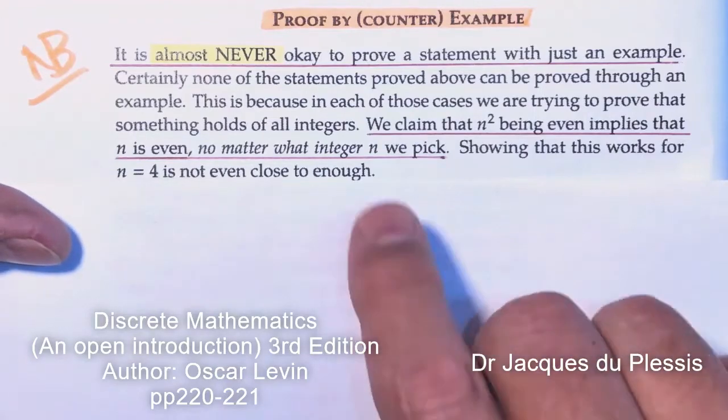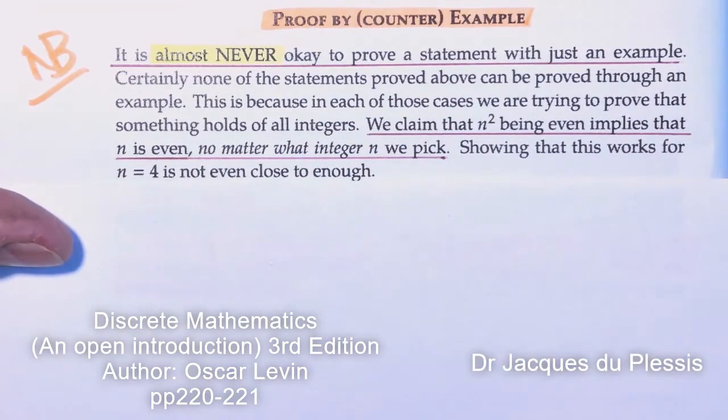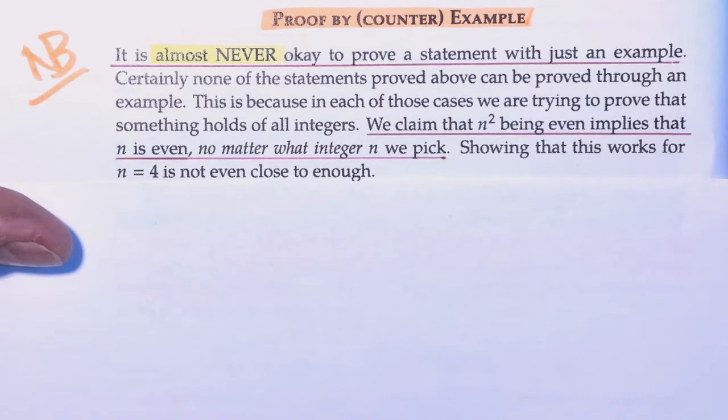Okay, it is almost never okay to prove a statement with just one example. Now that's very important. Certainly none of the statements proved above can be proved through just giving an example. This is because in each of the cases we are trying to prove that something holds for all integers. We claim that n squared being even implies that n is even, no matter what integer n we pick. Showing that this works for 4 is simply just not enough.